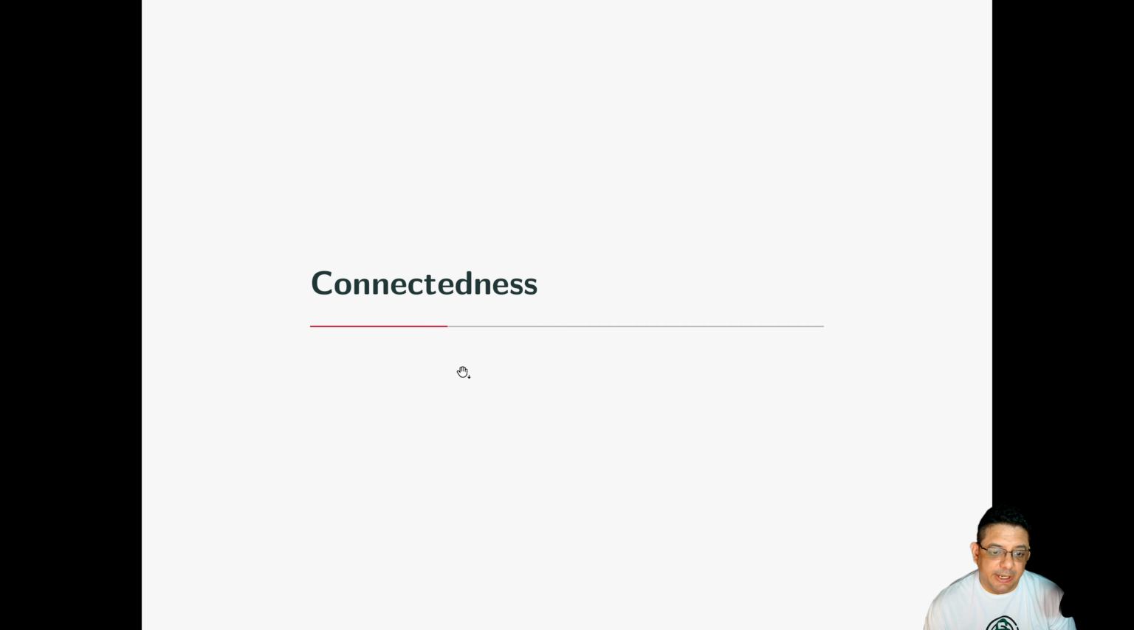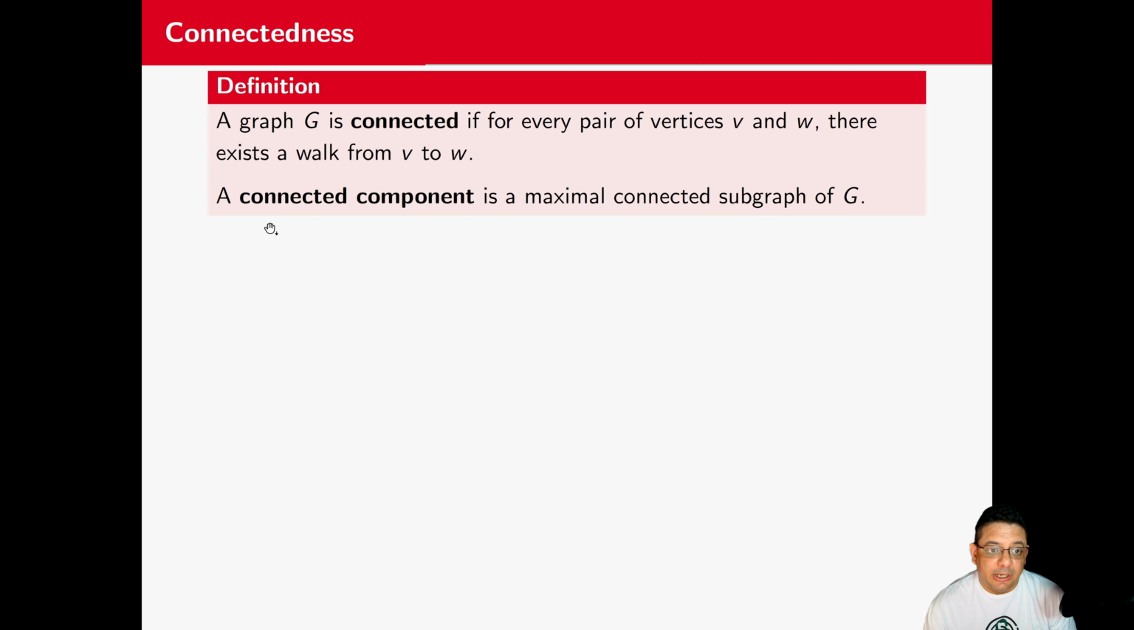Now let's talk about connectedness. A graph is connected if for every pair of vertices B and W, there's always going to be a walk from B to W. A connected component is a maximal connected subgraph of G.